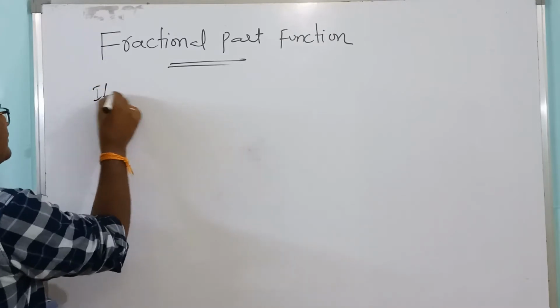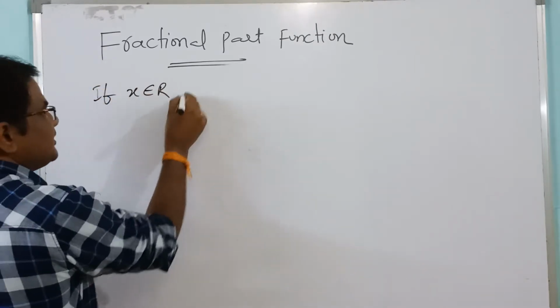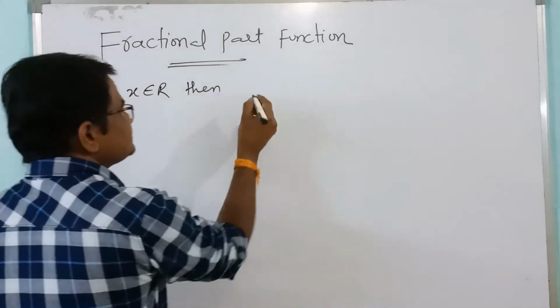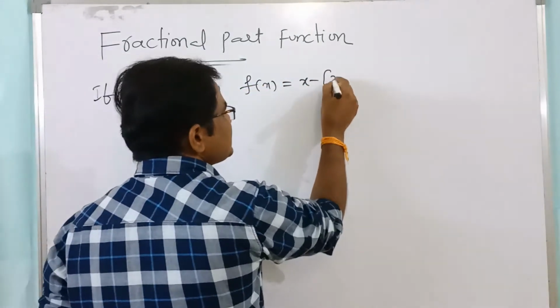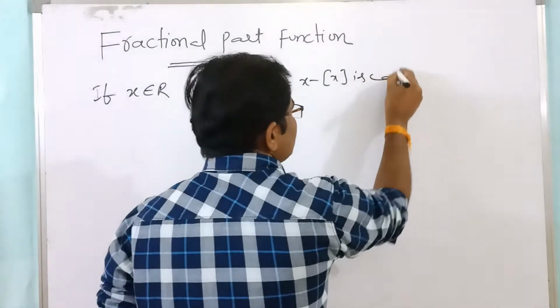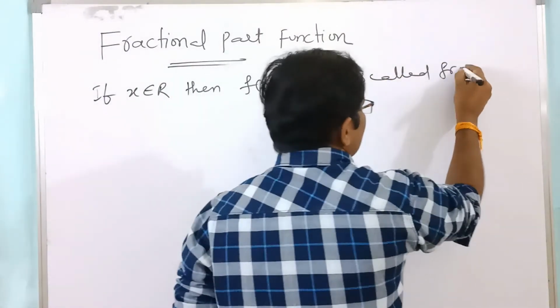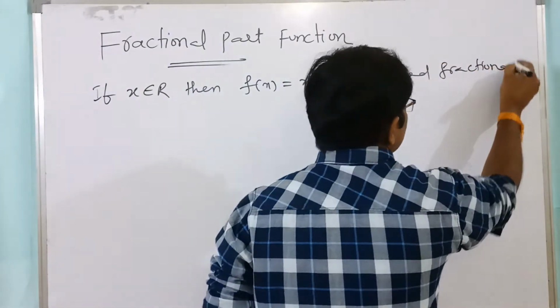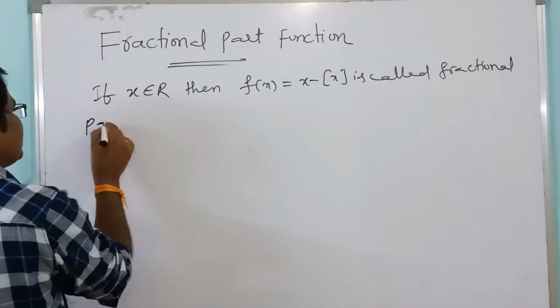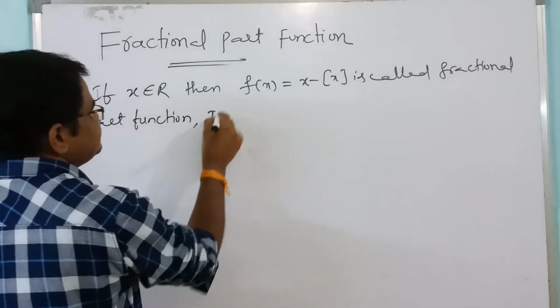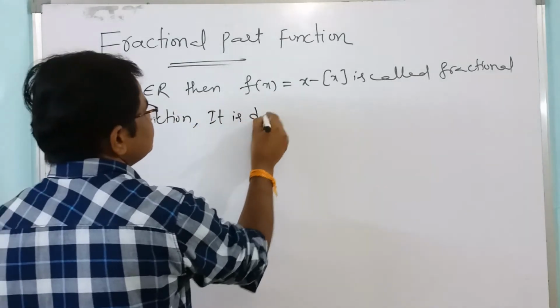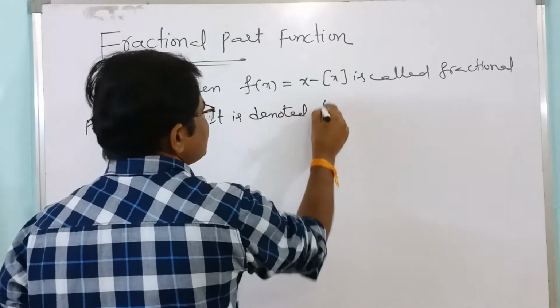If x belongs to real numbers, then a function f of x equal to x minus [x] is called the fractional part function. It is denoted by this symbol, braces.